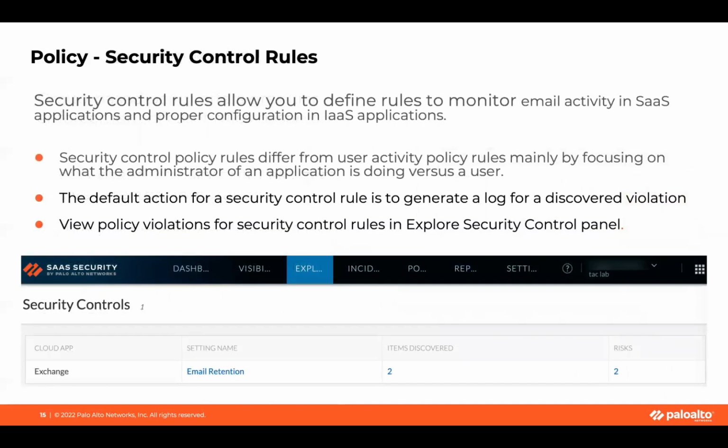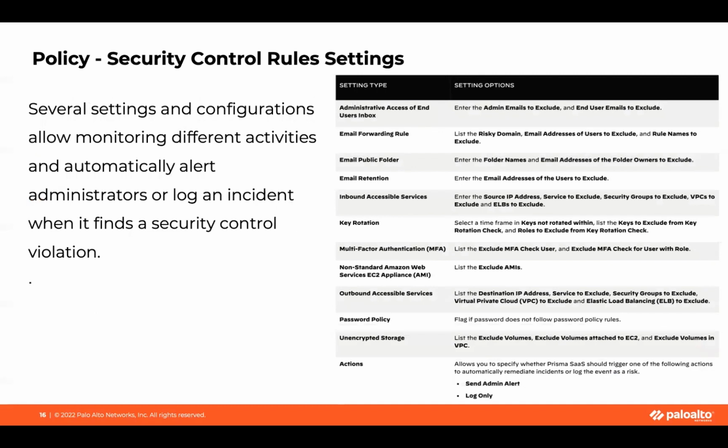Security control rules focus on monitoring email activity in SaaS applications and configuration in iOS applications. A security control rule is different from user activity rules because they only focus on administrators of SaaS applications. The default action for a security control rule is to generate a log for a discovered violation. You can see security control logs in the Explore Security Control panel. You can set different settings and configurations for monitoring different activity and alerting administrators or automatically logging incidents.